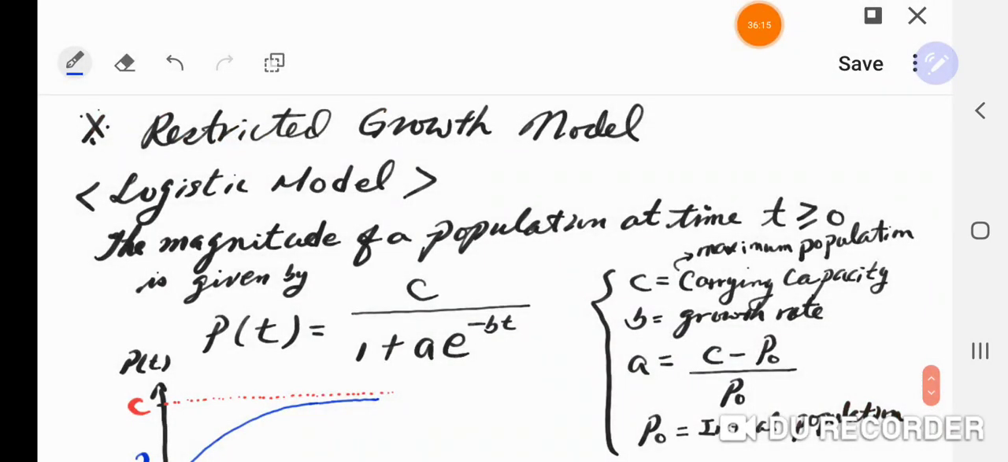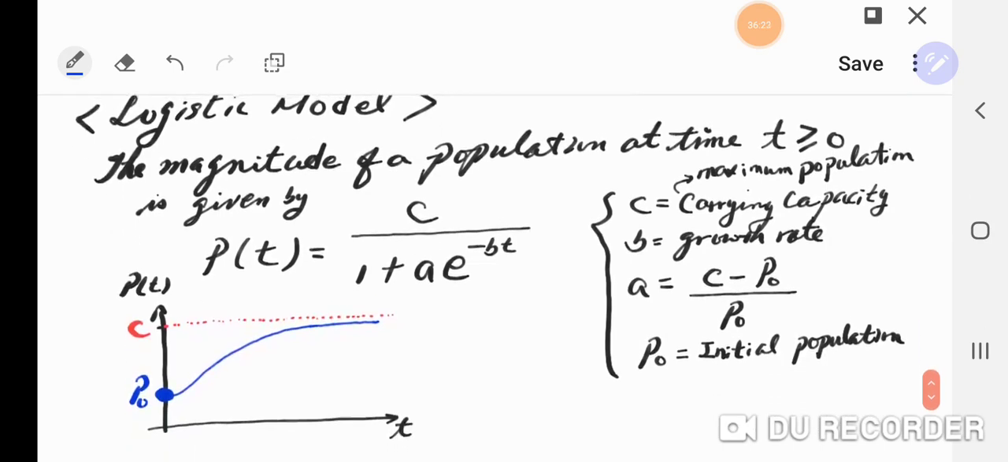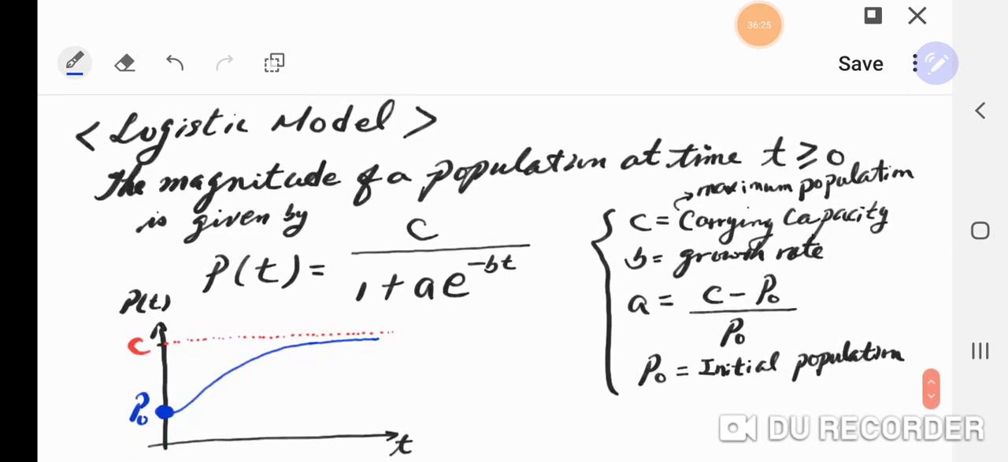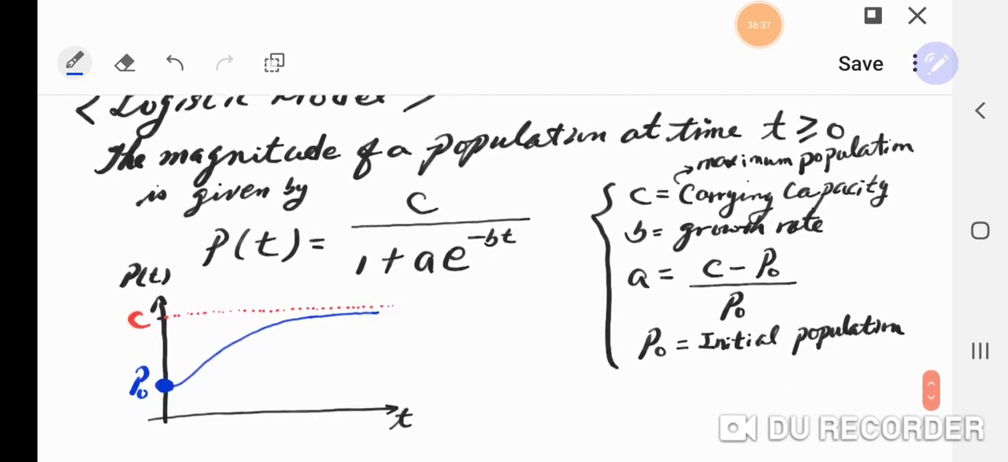Okay, we have another formula that is related to a restricted growth model. One of them is the logistic model. The maximum population is given, so as time passes, the population approaches a certain number. Let's say this is C. So it looks like this. The population at time t will be C over 1 plus A times e to the negative bt.